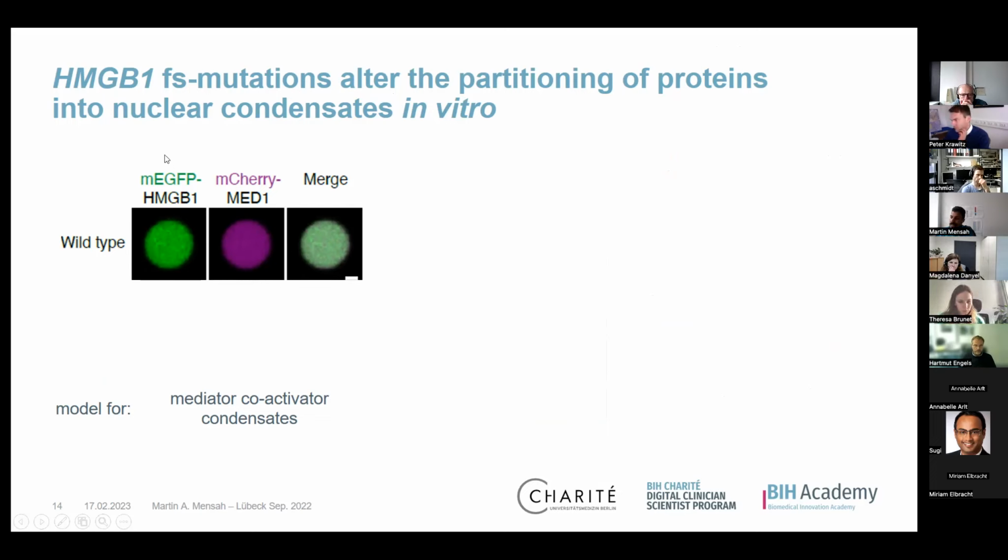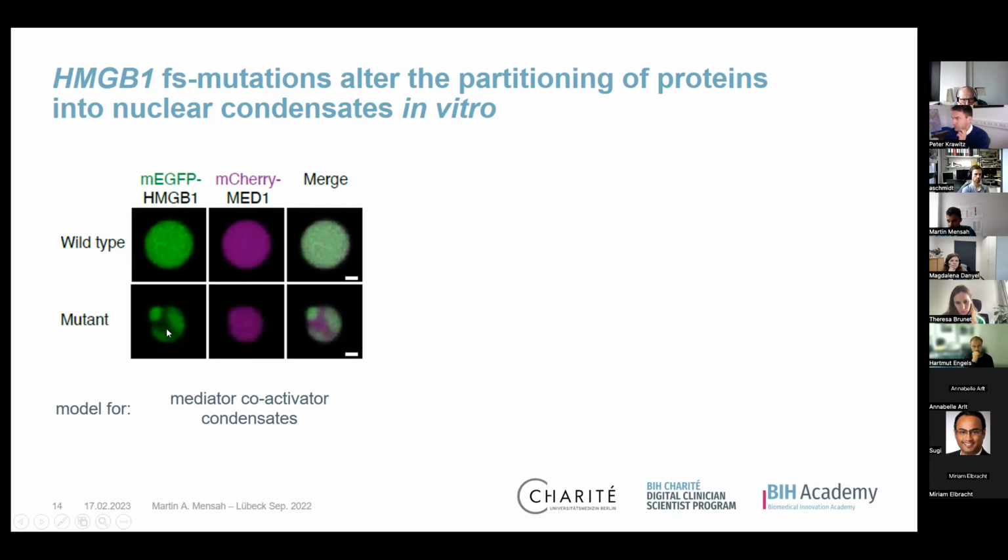And they tagged HMGB1 in green and mediator complex, which is a protein required in transcription, in purple. And you see that the distribution of wild type HMGB1 and mediator complex in these condensates is the same. So obviously HMGB1 is where mediator complex is, usually.